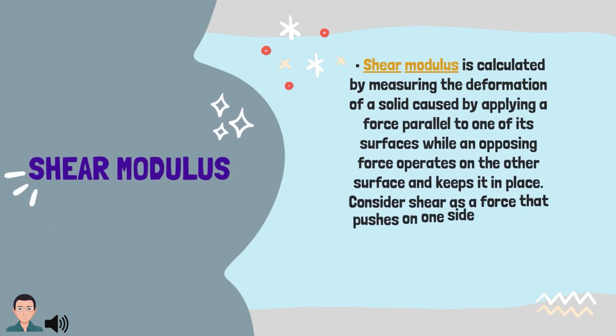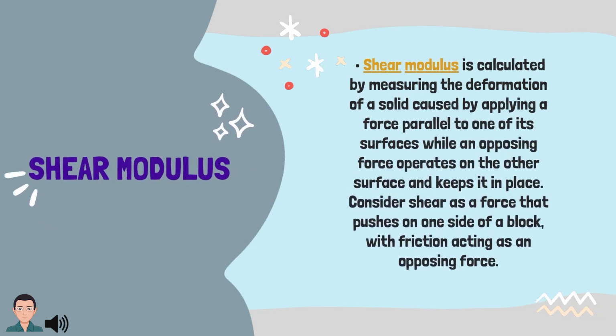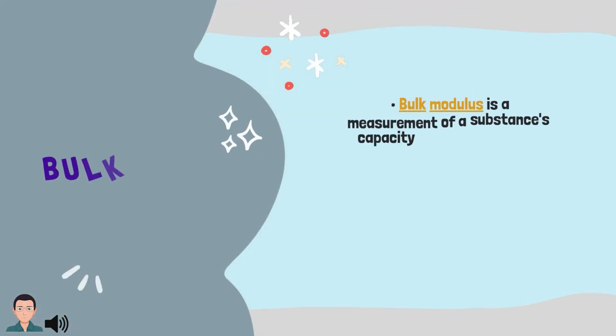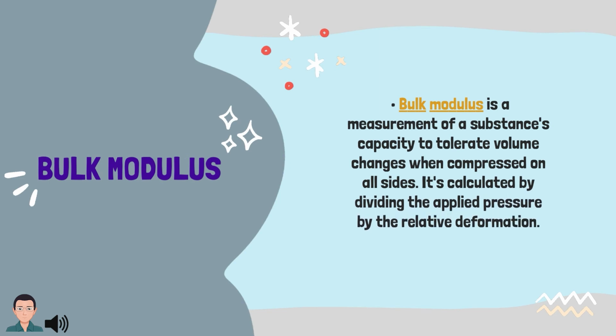Next, we have the shear modulus. It is calculated by measuring the deformation of a solid caused by applying a force parallel to one of its surfaces, while an opposing force operates on the other surface and keeps it in place. Consider shear as a force that pushes on one side of a block, with friction acting as an opposing force. Lastly, we have the bulk modulus. It is a measurement of a substance's capacity to tolerate volume changes when compressed on all sides. It's calculated by dividing the applied pressure by the relative deformation.